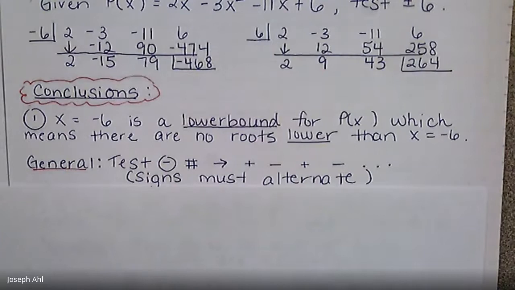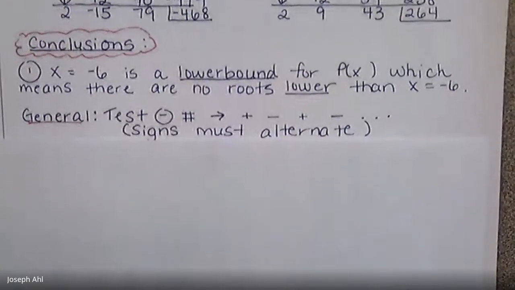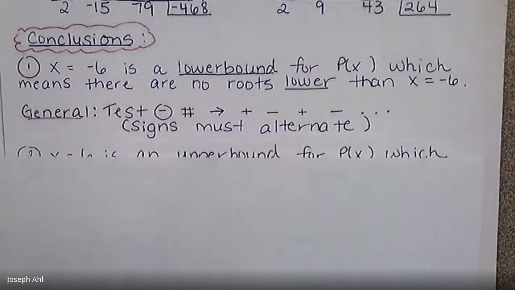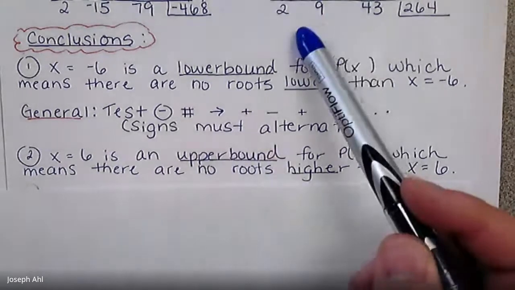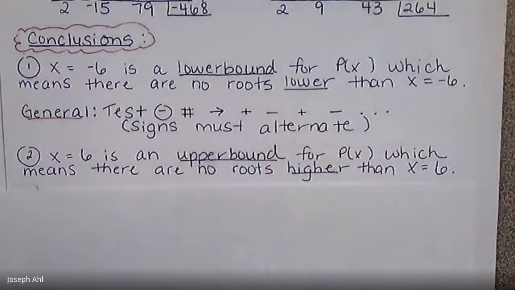If negative 6 is a lower bound, you're probably going to be a good guesser about what x equals positive 6 is. And you've guessed it, x equals 6 is called an upper bound. It's an upper bound for the polynomial p of x, which means there are no roots higher than x equals 6. How do I know that we have an upper bound? Just by looking at our synthetic division. We have 2, 9, 43, 264.